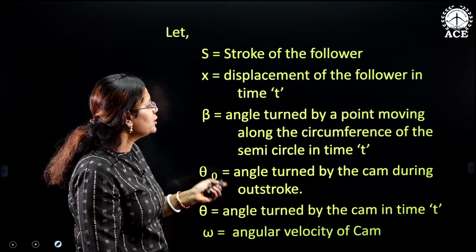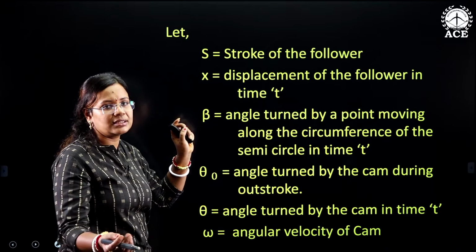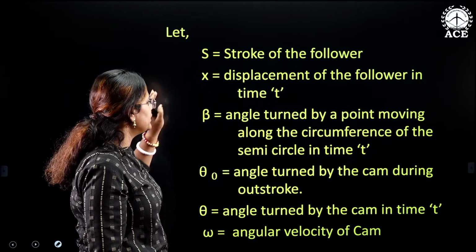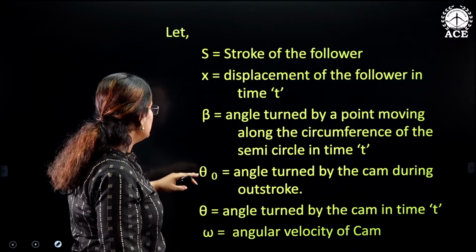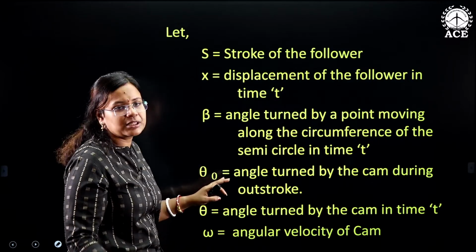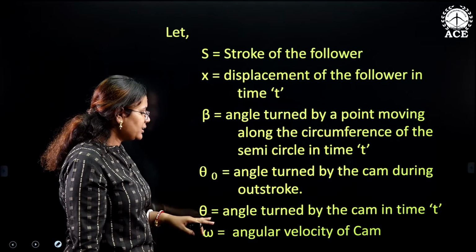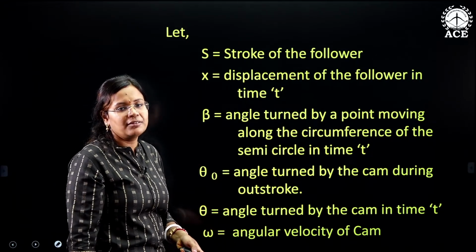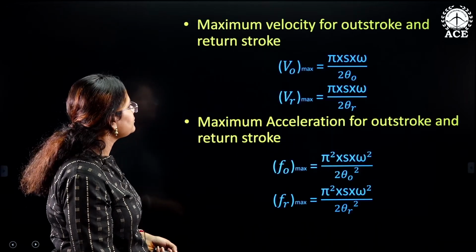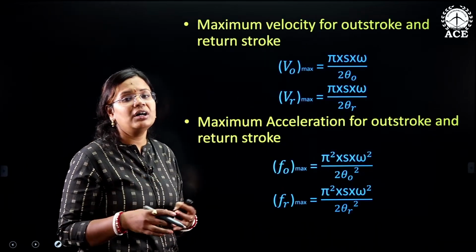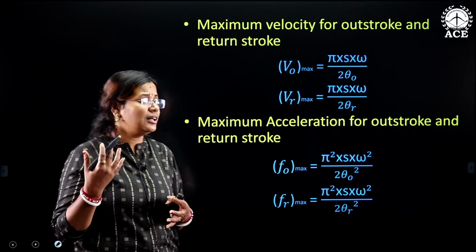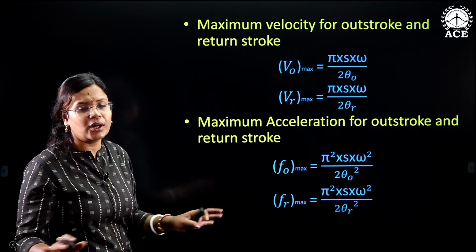So here also, the technical terms used are: stroke of the follower, this displacement; the angle turned by the point moving, theta naught, which is nothing but the outstroke angle; theta is the angle turned by the cam; and omega, as we know, is the angular velocity of the cam. The previous method is followed over here, and the derivation is not that important.